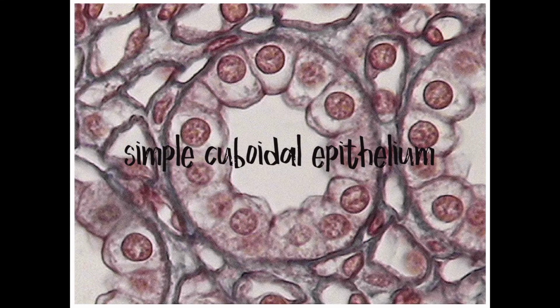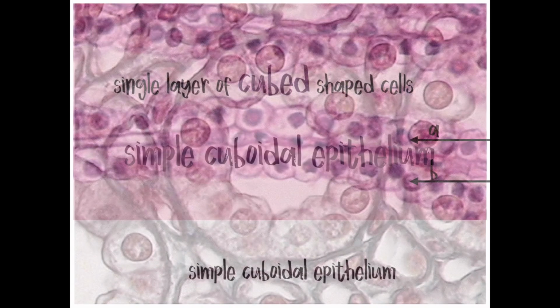And then we have simple cuboidal. So the difference between simple cuboidal and simple squamous is, we'll look at the word cuboidal. It's more of a cube shape, so it's a little bit thicker epithelial.